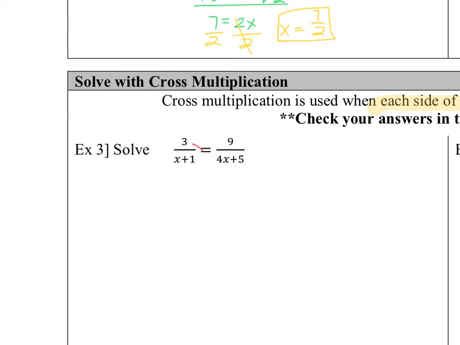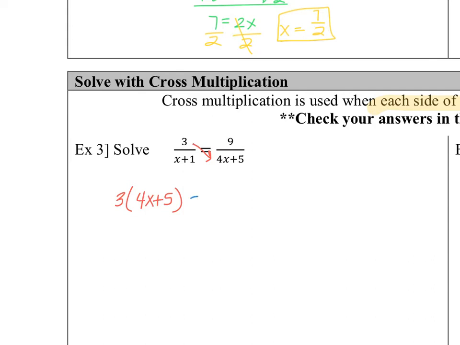So we took this 3 and multiplied by the denominator. So 3 times 4x plus 5. I need parentheses because 4x plus 5 is stuck together. It's not just 3 times the 4. I have to do it to both.